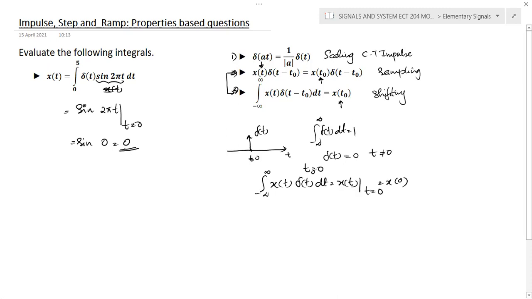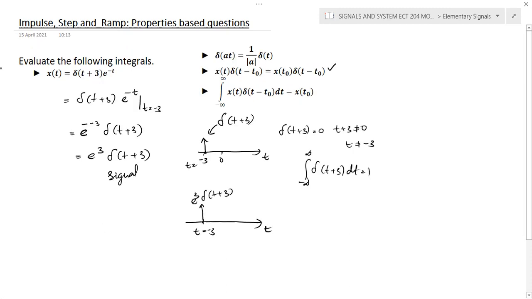Final magnitude is 0. So x of t is 0, and if you draw the waveform, it's completely 0. In all values, it's 0 magnitude. X of t is equal to 0. Now you can see that this is x of t, which exists only at t is equal to minus 3. So that is a difference. Here x of t is equal to e cube del of t plus 3. So this is a signal which exists only at t is equal to minus 3.